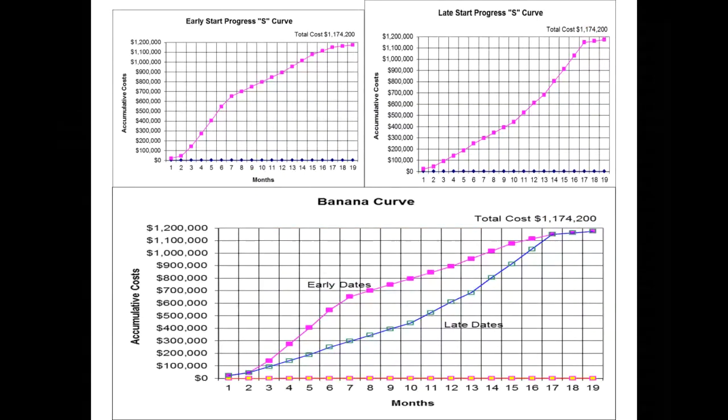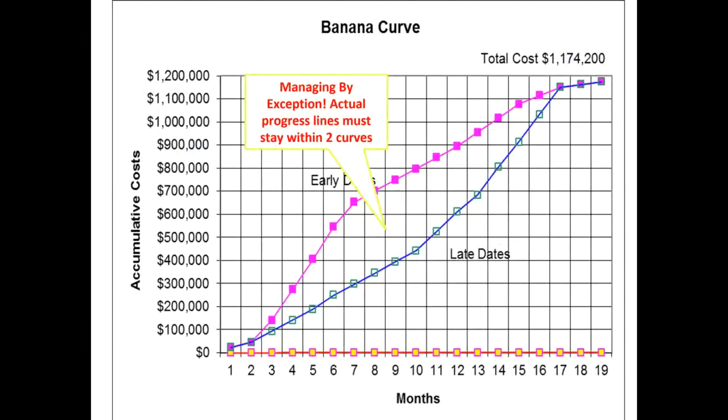Right, so basically the banana curves are created by overlaying the early start project S curve and the late start S curve. And these are referred to as the project S curves or banana curves because usually it resembles the shape of a banana. Right. So how are they used?